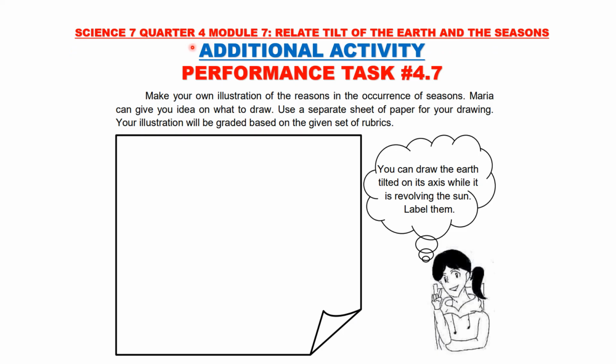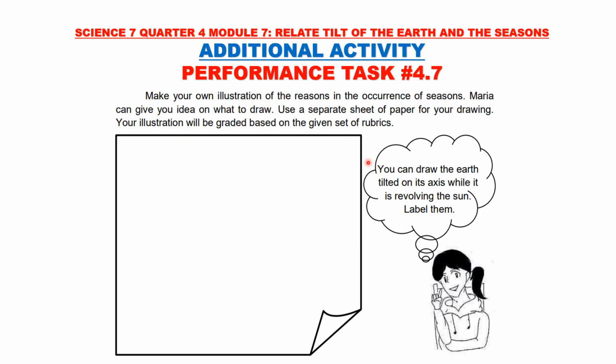Additional activity, performance task number 4.7. Make your own illustration of the reasons in the occurrence of seasons. Maria can give you an idea on what to draw. Use a separate sheet of paper for your drawing. Your illustration will be graded based on a given set of rubrics.